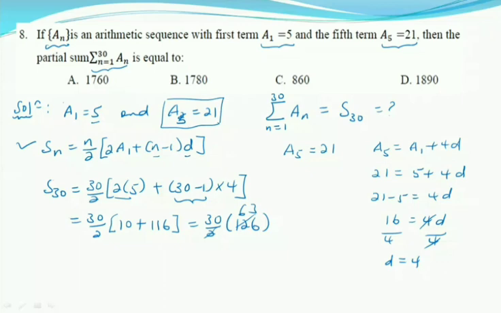Now 63 times 30 will be the sum of the first 30 terms, or you can make it 630 times 3, which is 1890. So this is the sum of the first 30 terms of this arithmetic sequence.